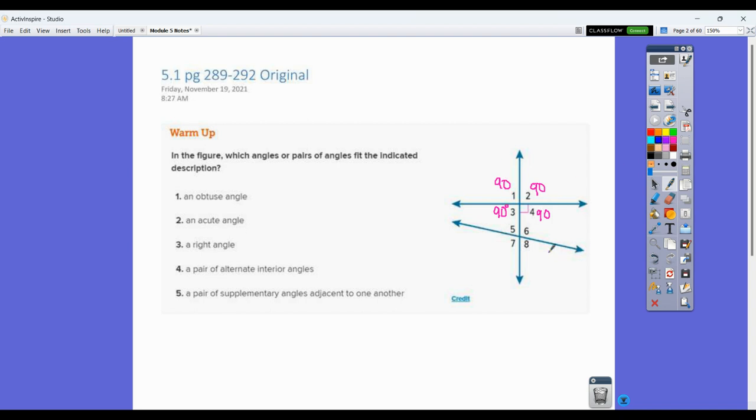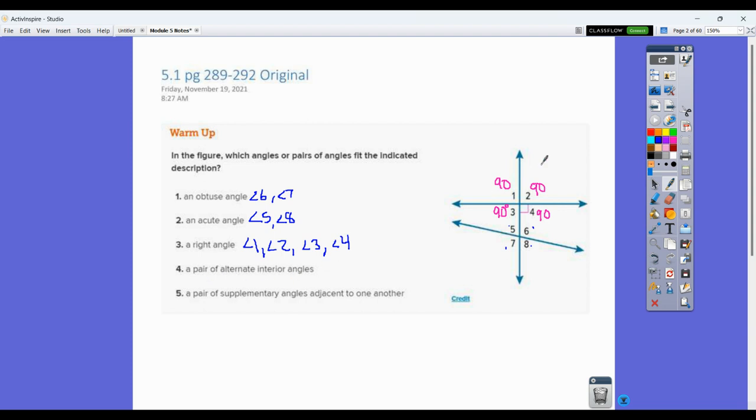Now, just by the looks of it, if I'm talking about an obtuse angle, angle 6 and angle 7 are the ones that appear to be obtuse. An acute angle then would be 5 and 8, so angle 5 and angle 8. And then right angles, we just listed angle 1, angle 2, angle 3, and angle 4.